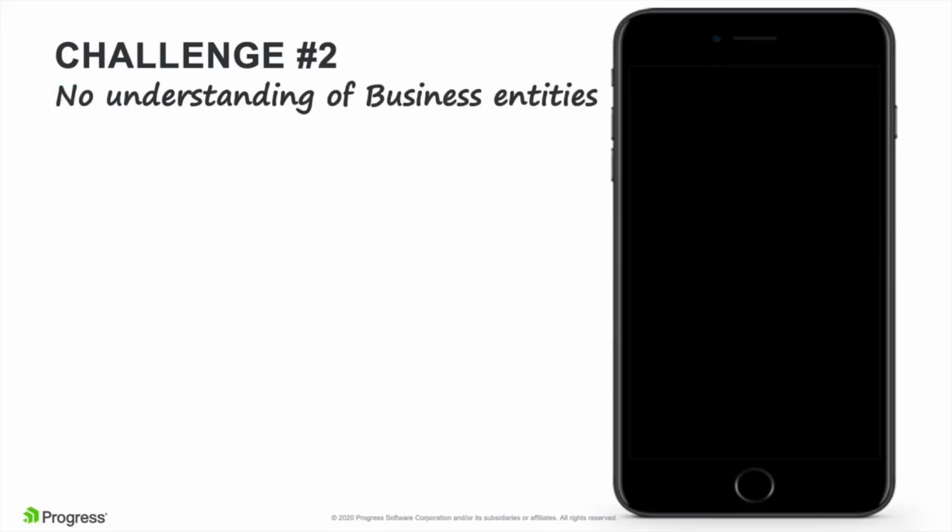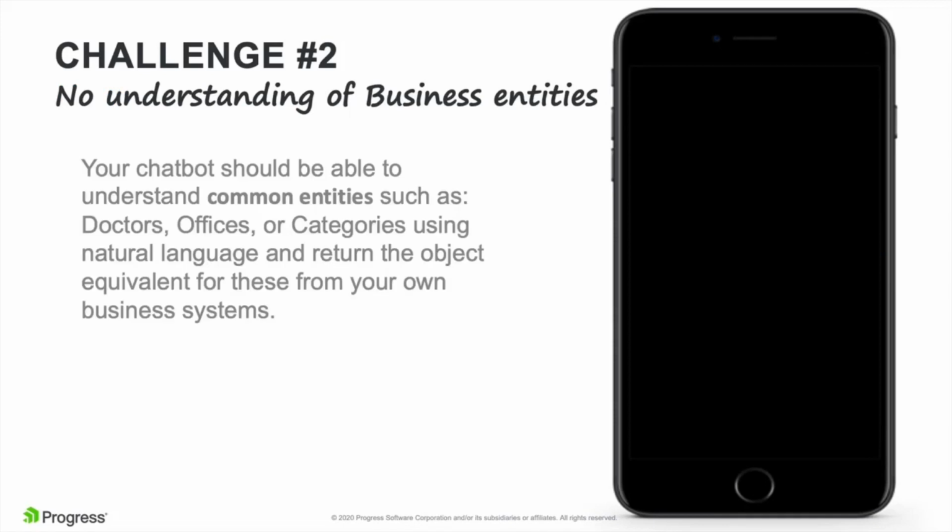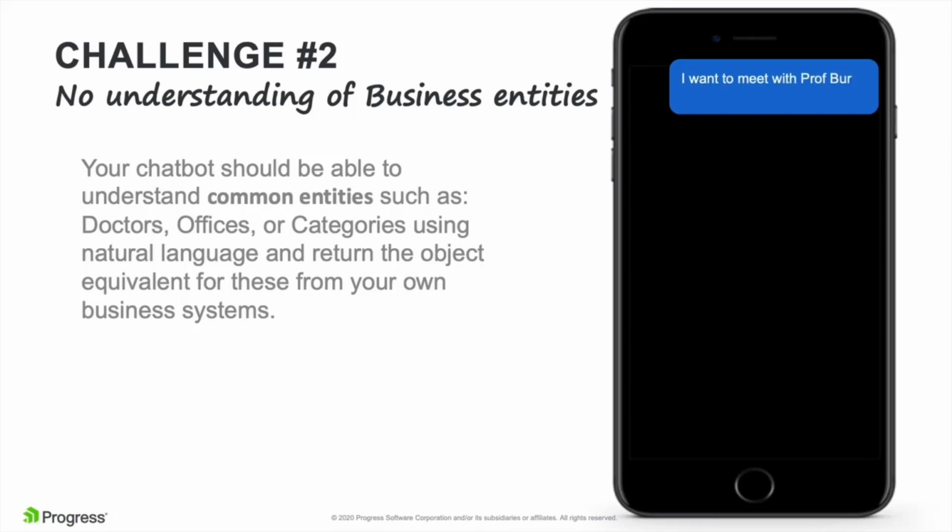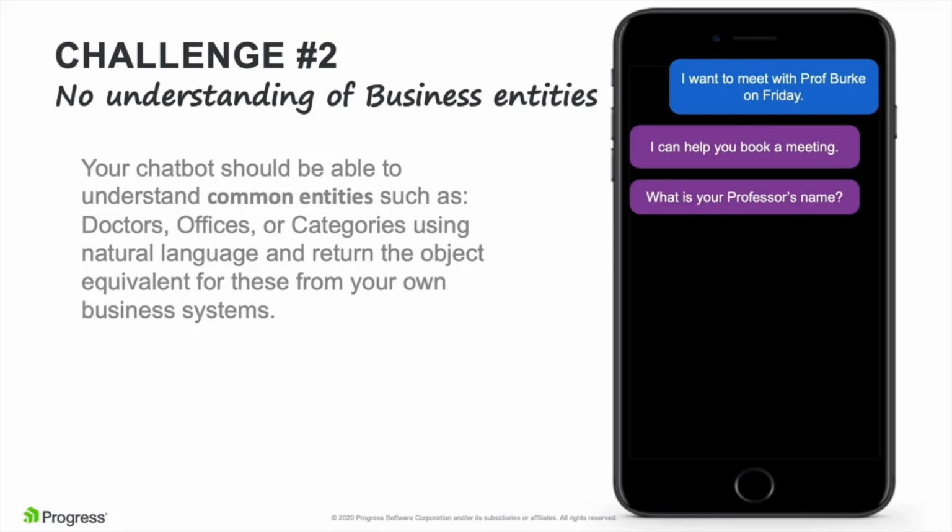The next challenge or issue that I see is the lack of understanding of business entities. So if we were to build a chatbot for a hospital, the chatbot should know about doctors. If it's for business, maybe it should know about offices or various categories. And when it comes to universities, it should understand entities that are related to a university. So a professor is one of those entities. So if a student says, I want to meet with Professor Burke on Friday, the chatbot will say, well, yeah, I can help you book the meeting. What is your professor's name?